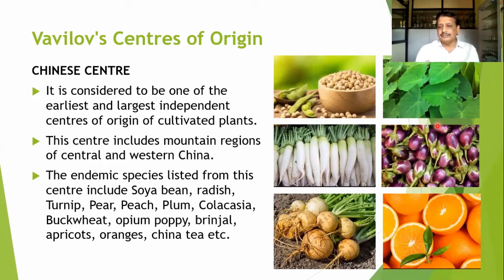The endemic species observed in these locations are particularly soybean, radish, turnip, pear, peach, and plums. Here you can observe some of them that are common to us. These are soybeans, colocasia plants, radish, brinjal, and here we can find the turnip. These are buckwheat and oranges. So these are some of the plants which originated from the Chinese center of origin.